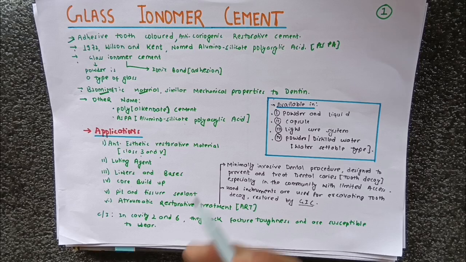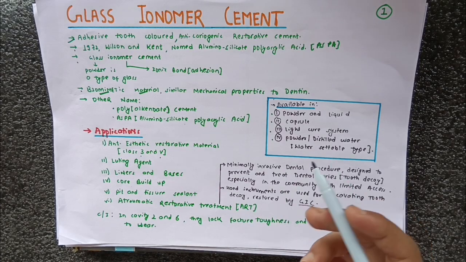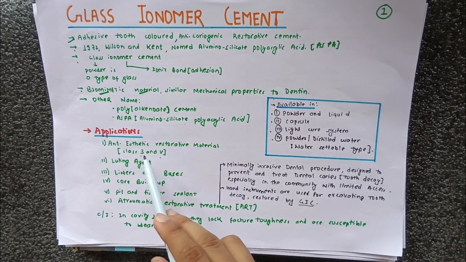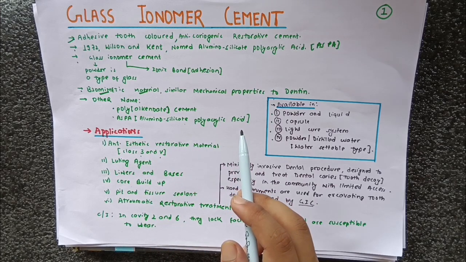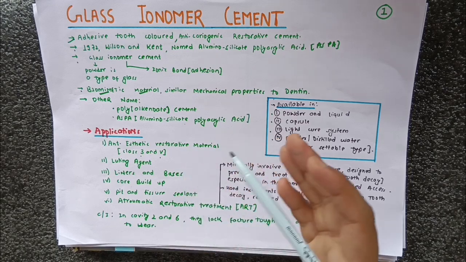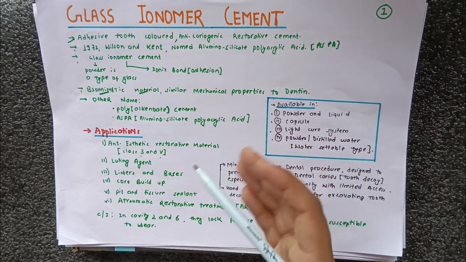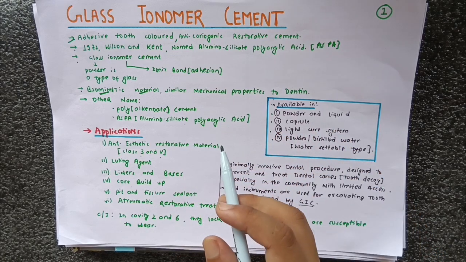As we read in the GV Black classification of cavity preparation, we studied that class 3 is a type of cavity preparation present on the proximal wall of the anterior teeth, without involving the incisal edge.